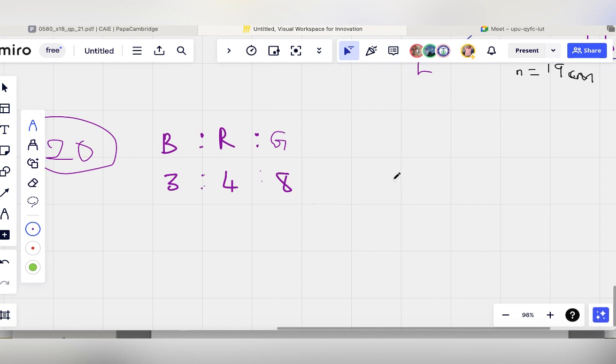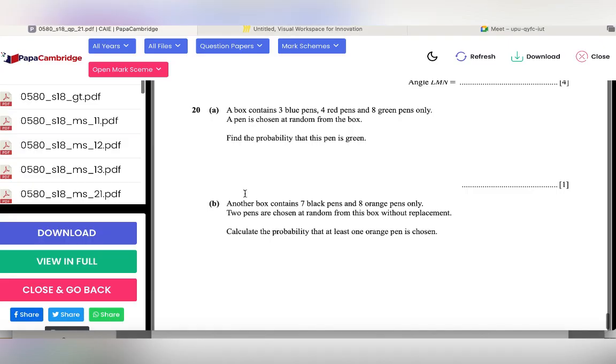Now, first of all, we find the sum of the ratio, the sum of the ratio for all the pens. We get 4 plus 3, 7, 7 plus 8, 15. So the sum of the ratio is 15. We write our 15. Now let's see what the question wants us to do. The question says, a pen is chosen at random from the box. Find the probability that this pen is green.